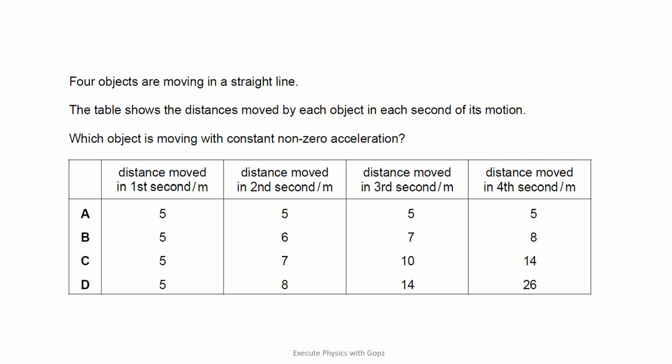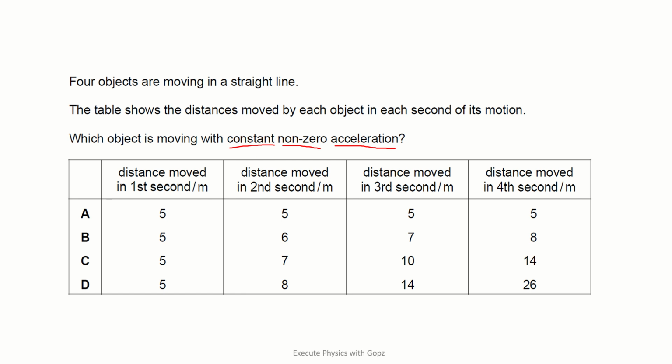4 objects are moving in a straight line. The table shows the distance moved by each object in each second of its motion. Which object is moving with constant non-zero acceleration? So when you read a question, it is good to bring in the habit of highlighting or underlining the key points so that it would be easy for you to understand and come to a conclusion easily. So here the highlight is, it is moving with constant acceleration, non-zero acceleration.